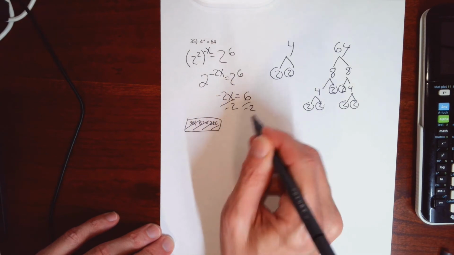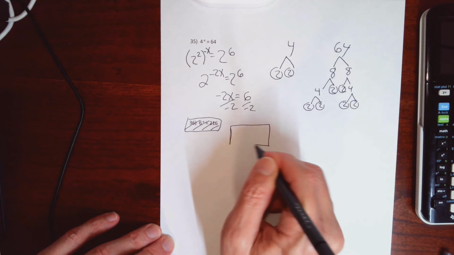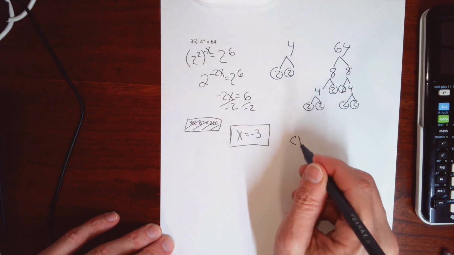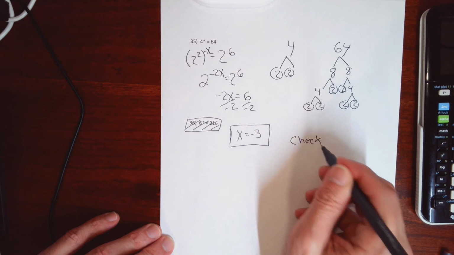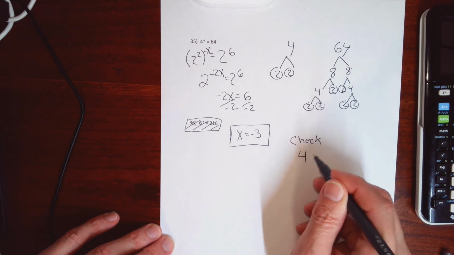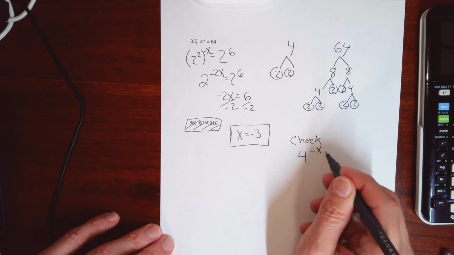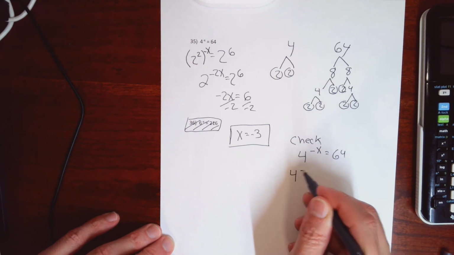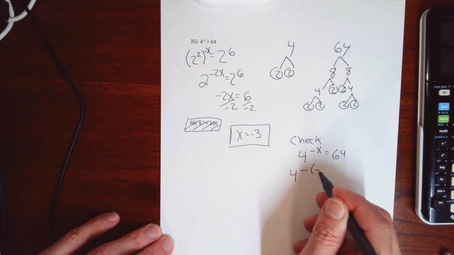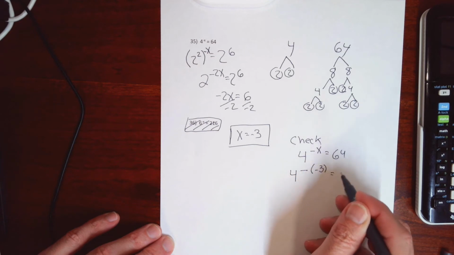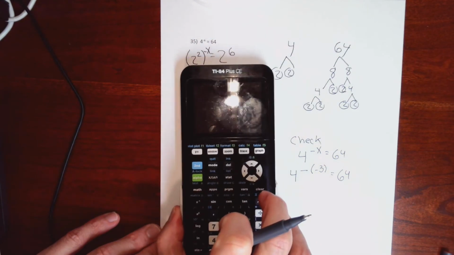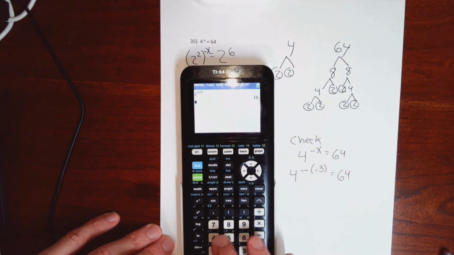I claim the answer to 35 is going to be x equal to -3. I don't have to, but I can check. If I wanted to check, the initial problem said 4 to the negative x equals 64. I'd have to go 4 to the negative from the problem, and then -3 from my answer equals 64. That I could probably enter on my calculator, or I could make the double negative positive.